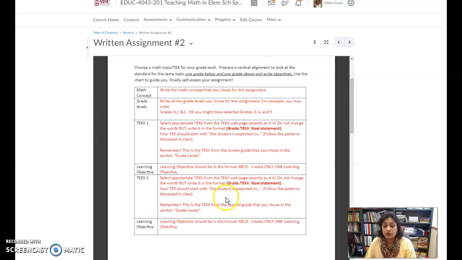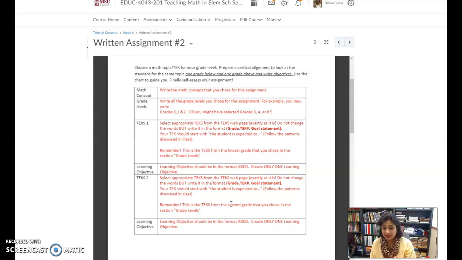You are going to select TEKS that form within that same concept. You're not looking at the number, but you're looking at the same concept TEK. So you're looking at the same concept TEK from grade 2. Then I will go to grade 1 and I will go to grade 3, and I will look at those TEKs that match up for that one. And I will design a learning objective related to it in the ABCD format.